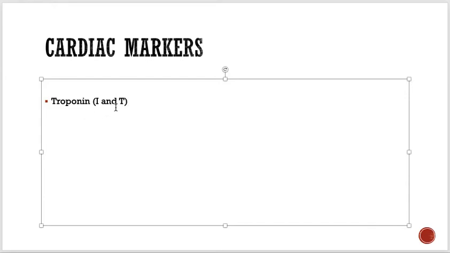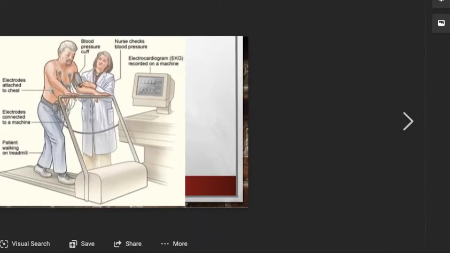So nowadays, troponin I and T are the tests which are most commonly performed to assess myocardial damage. Okay. Now, what I mean to say over here is, I will show you cardiac markers over here. Cardiac markers, right?